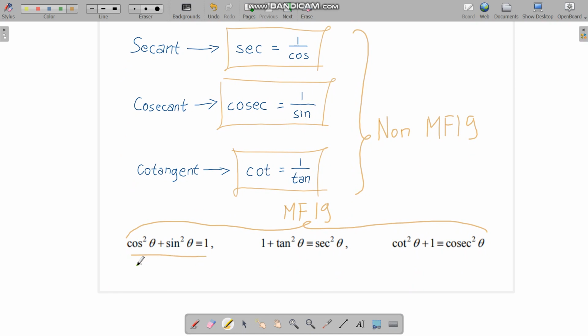If you divide throughout by cos squared theta, both sides, you will get cos squared divided by cos squared is 1, sine squared divided by cos squared is tangent squared, and on the right 1 over cos squared is secant squared. If you divide both sides now by sine squared theta, you will get cos squared over sine squared. Cos squared over sine squared is 1 over tangent squared, or cotangent squared, and sine squared divided by sine squared is just 1, and on the right we have 1 over sine squared, which is equal to cosecant squared.